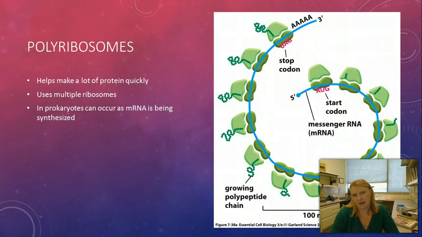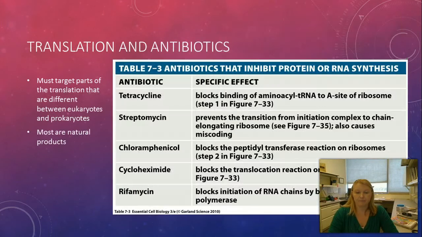And this makes sense that it can happen that way because in prokaryotes they don't have a nucleus. So the mRNA is being synthesized right where the ribosomes are as well, as opposed to the eukaryote, where it has to be processed and moved out of the nucleus before the ribosomes can do that.